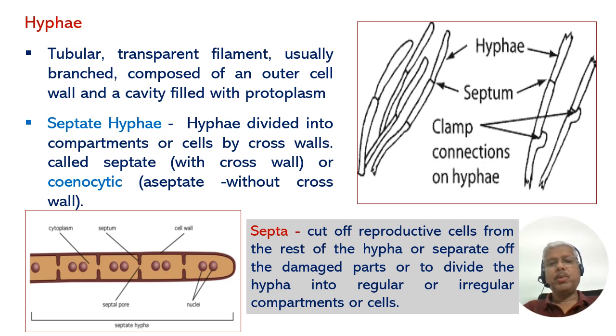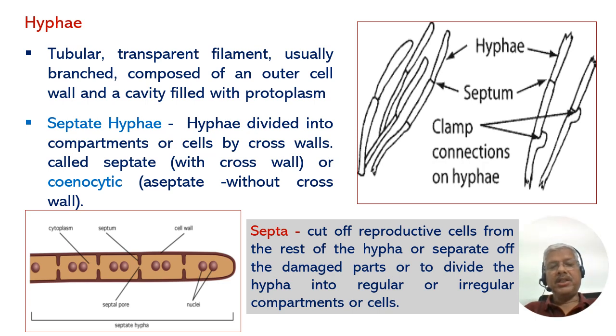Hyphae is a tubular transparent filament, usually branched, composed of an outer cell wall and a cavity filled with the cytoplasm. The hyphae are divided into many compartments or cells by the formation of cross walls called septa. If the septa are absent, then the hyphae is called Coenocytic or aseptate.